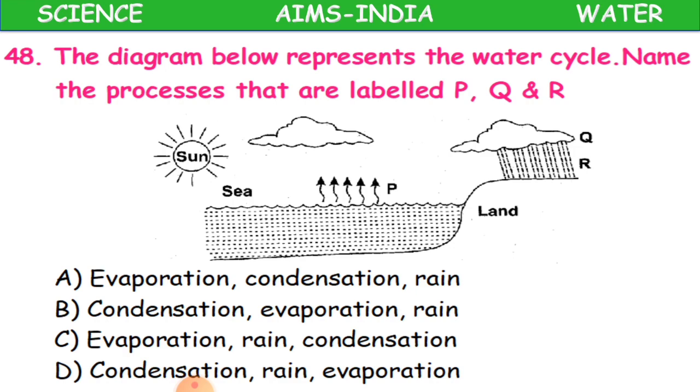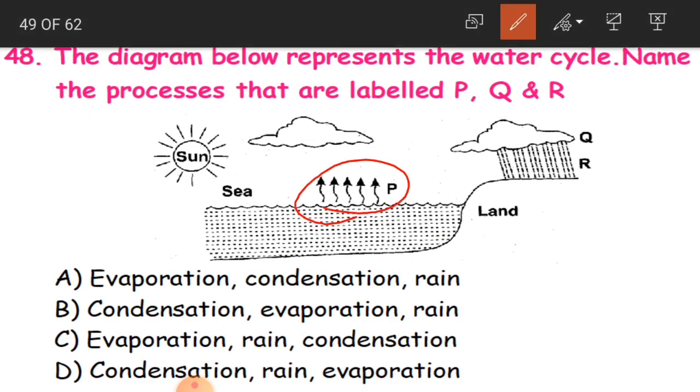Now the 48th question. The diagram below represents the water cycle. Name the processes that are labeled P, Q and R. You are having P here, the process P, the process Q, the process R. So we have to label this. Now what is P, what is Q, what is R? What is P here, children? The water is getting evaporated. So P is evaporation. So we'll take this, A option.